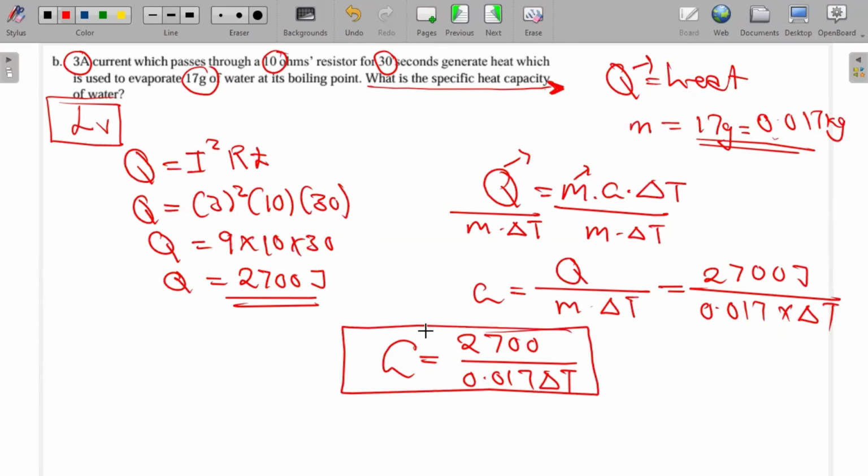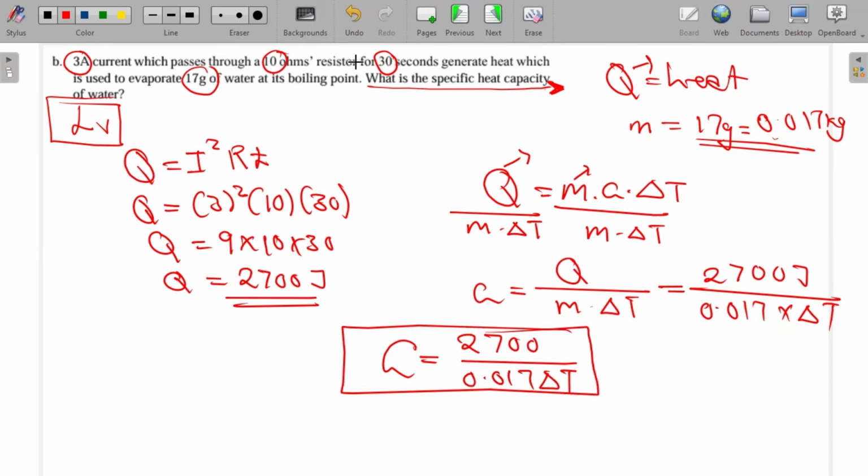We can leave it like that, or if not, that means there was an error when phrasing this question, because if they're asking about specific heat capacity, it was unnecessary for them to give us the at its boiling point. They were supposed to give us the change in temperature. Or if not, we can just leave it as an expression. The specific heat capacity of water will be equal to 2,700 joules over 0.017 multiplied by delta T.